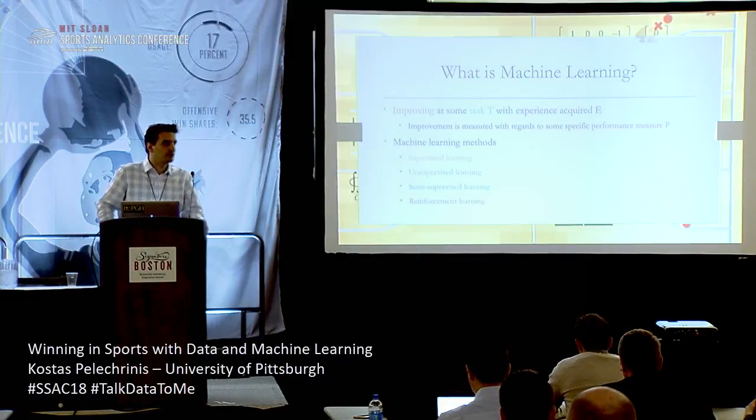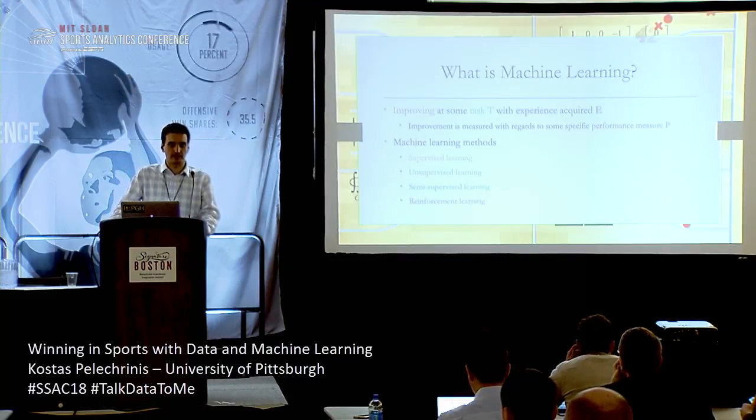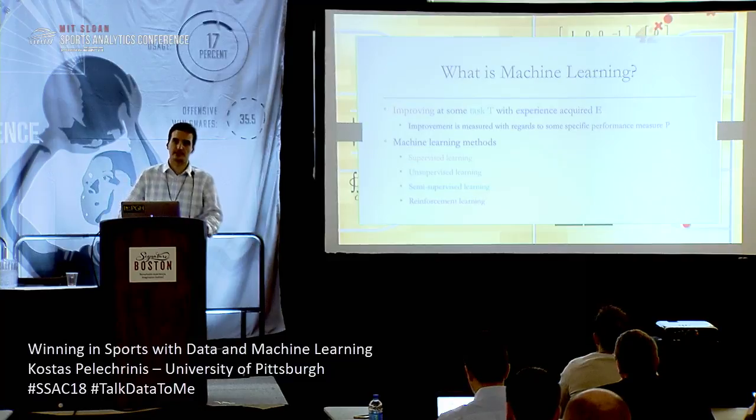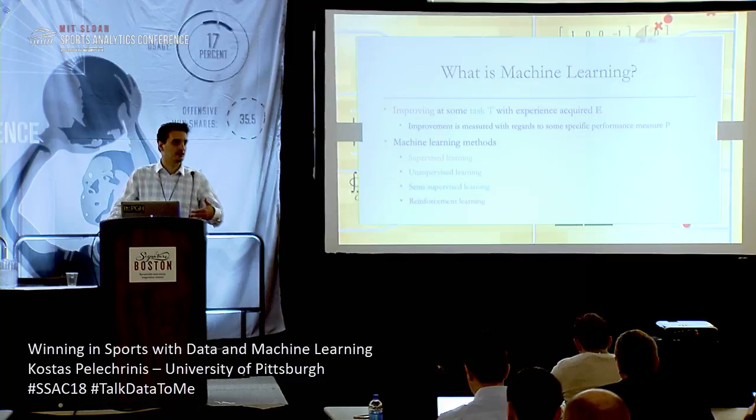First of all, as a very quick definition of what machine learning is for those who are not familiar with it: it is a set of methods that help machines improve their performance for a specific task as they gain more experience. And experience in our case, obviously, is as they get more data. The improvement is always measured based on a specific performance measure, and we'll see there are different performance measures that you can use.